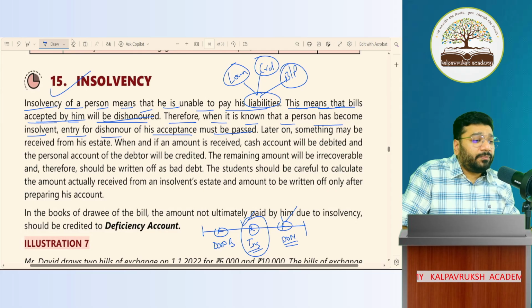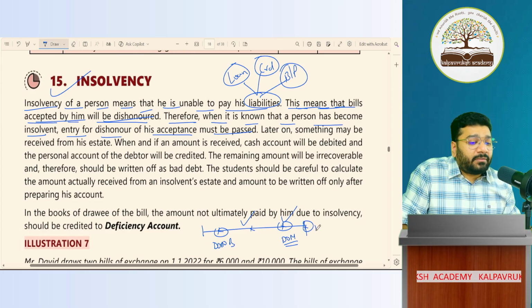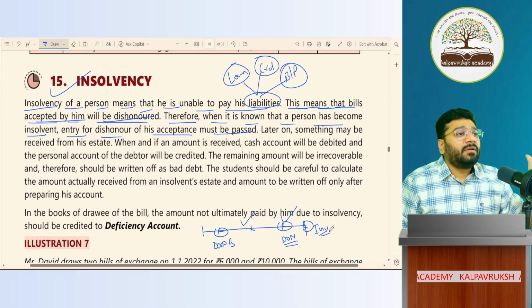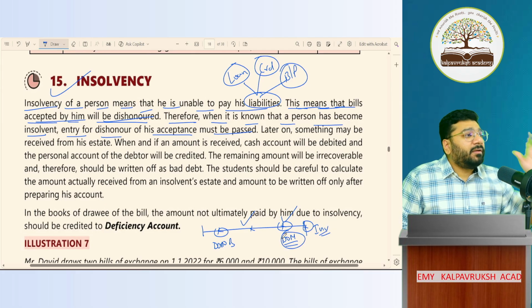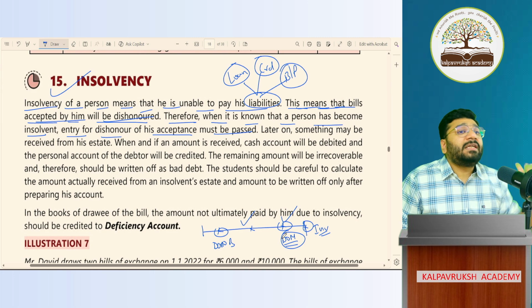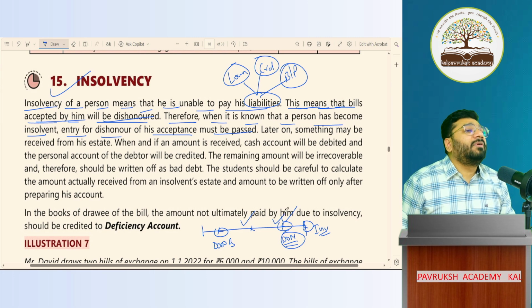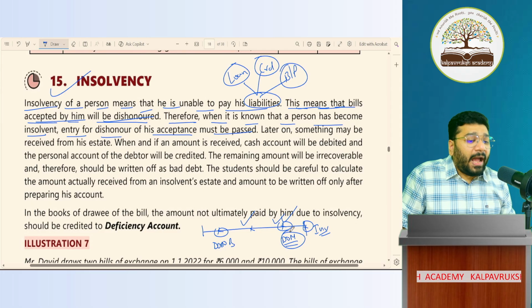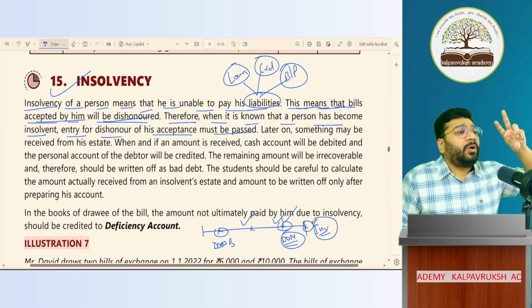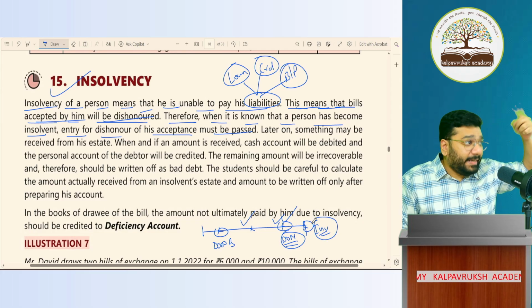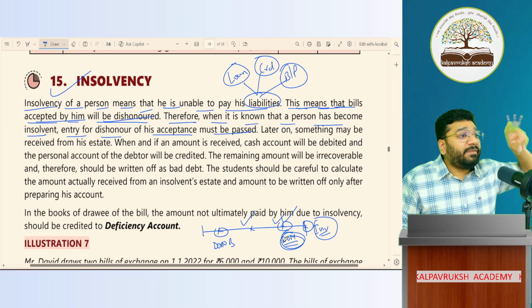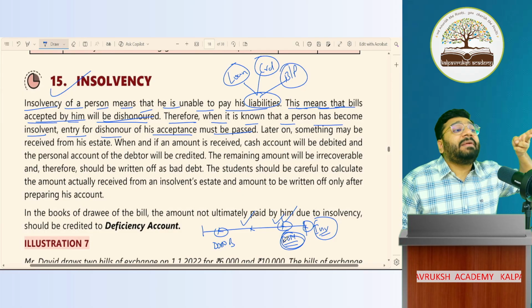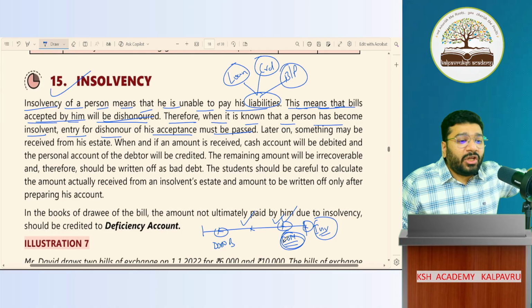Other example I'm giving you. The court is declaring him insolvent here. Now, on the date of maturity, bill not honored. So when will you pass the dishonorment entry? On the date of maturity. That's why I said the dishonorment entry should be passed either on the insolvency declaring date or date of maturity, whichever is earlier, whichever is coming first. Got it, not got it? Will you remember this point?